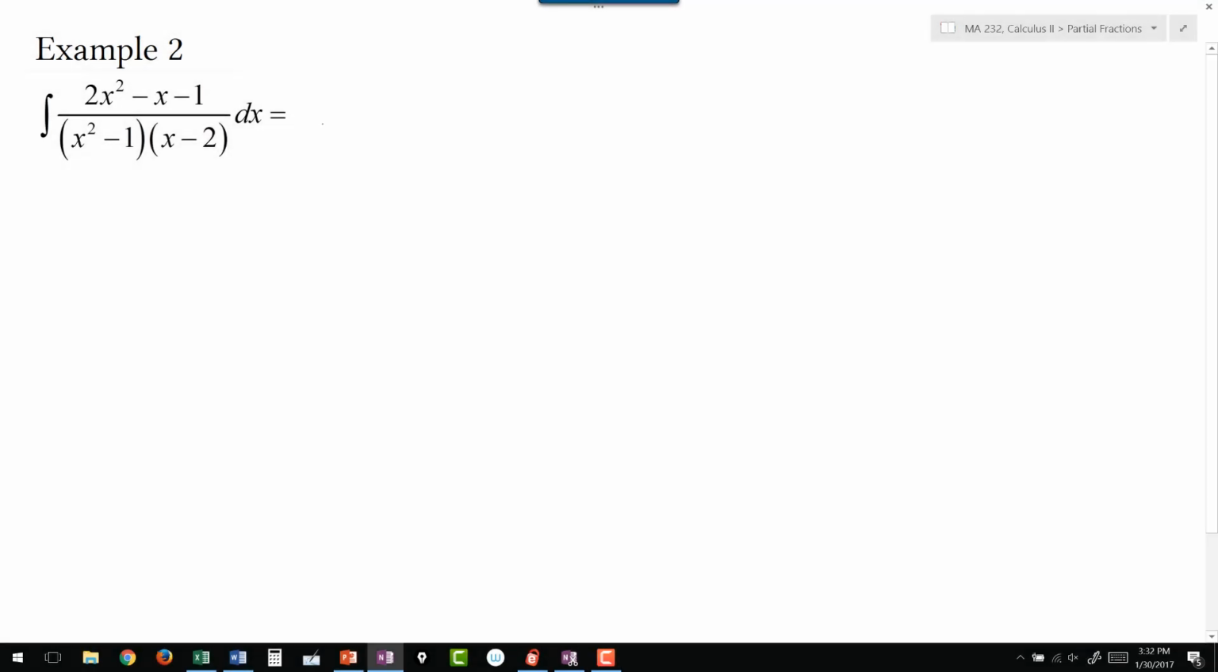In our next example, we have a rational function where the degree of the numerator is 2, the degree of the denominator is 3, so it is a suitable candidate for integration by partial fractions. The issue here, though, is that the denominator is not completely factored. The x squared minus 1, we have to notice we can factor into x minus 1 times x plus 1.